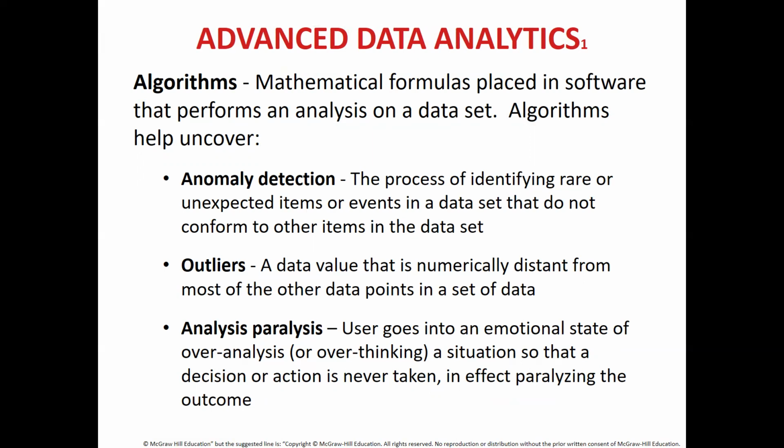Now, anomaly detection comes from a mathematical concept. It's just where you find something unique in your data set, something that is rare. So with that, what happens is that you would say this is unique, so therefore this cannot be used with the analysis. Outliers is whereby a data value that is numerically distant from most of the other data points in a set of data.